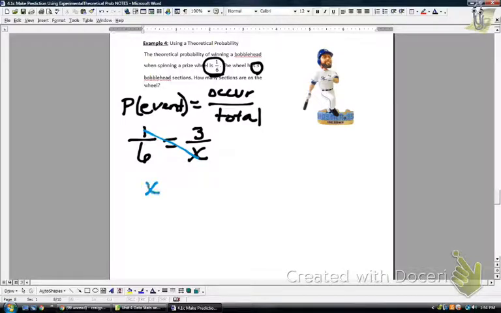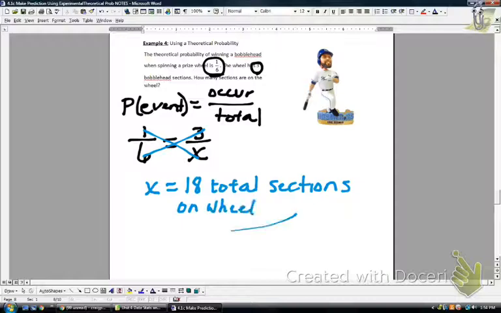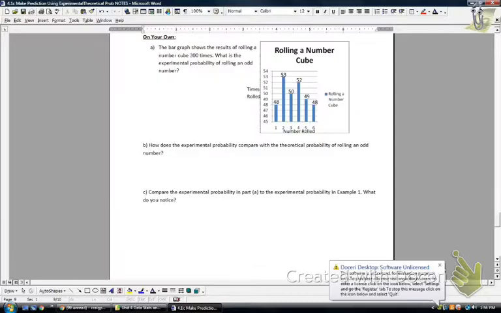1 times x is x. Cross the equal sign and multiply. 6 times 3 is 18. So there are 18 total sections on the wheel. And that's my answer. Alright, you have some on your own problems. Go ahead and pause the video and then do the on your own and come back and check.